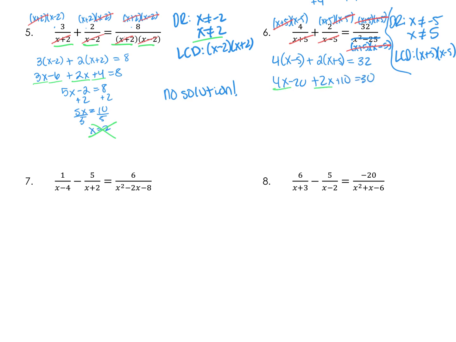Combine our like terms. On the left side, we have 4x plus 2x, that is 6x. And then -20 and +10 will combine to be -10. I would add 10 to both sides next to get 6x equals 40. Oops, sorry. No, this is a 32. So we should have 42. Divide by 6, and we get x equals 7. Check to see if that conflicts with our domain restrictions. It is good because x cannot be 5 and -5. So that is a solution here.